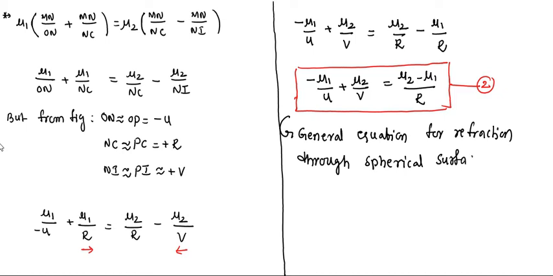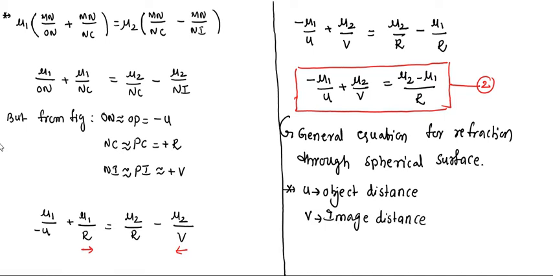Okay, and now in this, what are the terms? U is the object distance, is it right? From where to where do we have to measure the object distance? Can anyone tell? From object to pole. Right, it is the distance of the object from the pole, and V is the image distance.